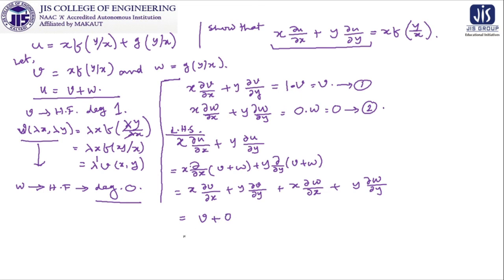So ultimately what we get is v. This is asked, and we get it v. But look at our assumption that v is taken as x f y by x. So we can write in place of v, x f of y by x, which is nothing but the thing what is asked to us for proving. Already we have reached the desired destination. So proved. Clear?